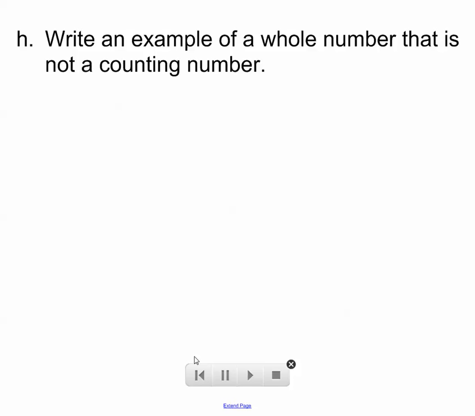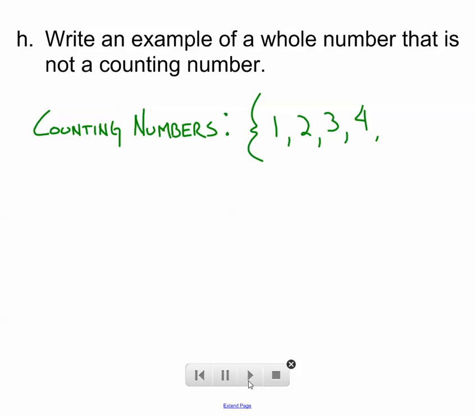Write an example of a whole number that is not a counting number. Well, the first thing I got to do for you is define the counting numbers. If you had a basket of apples and you were counting them, the first apple you count would be apple number 1. So that's our first counting number. And then apple number 2, 3, 4, 5, 6, 7, 8, 9, 10. So those are all the counting numbers. So the only whole number that is not a counting number is 0.